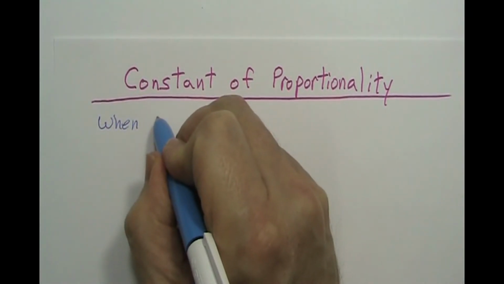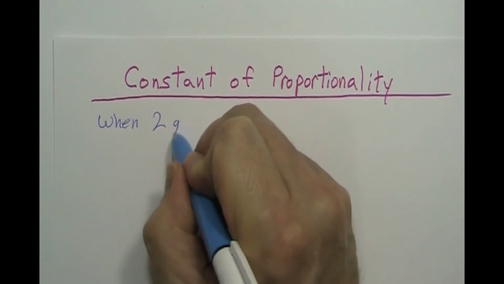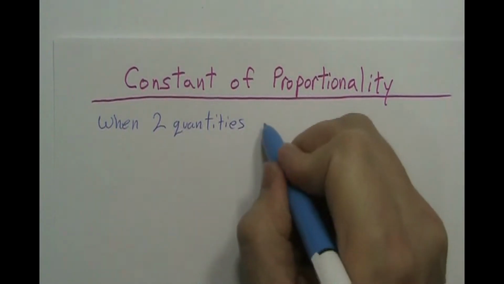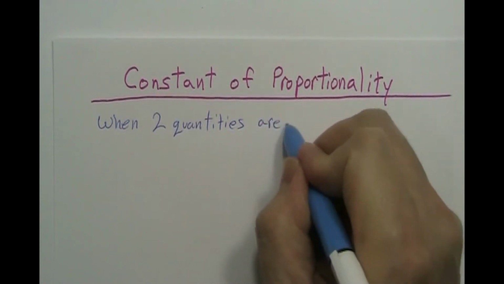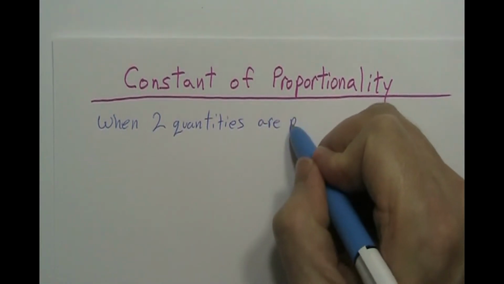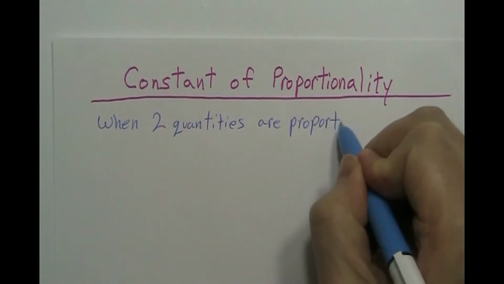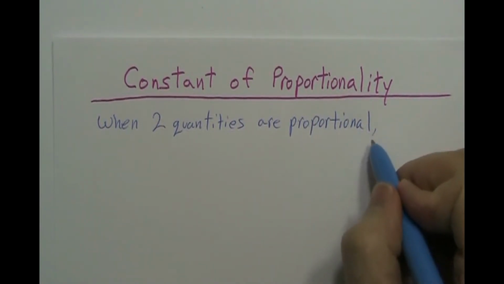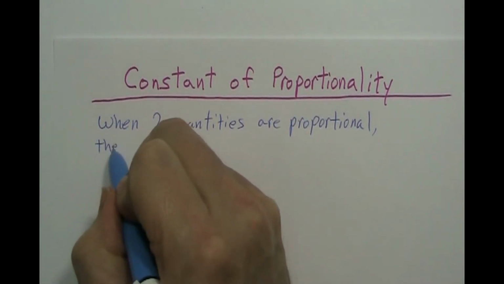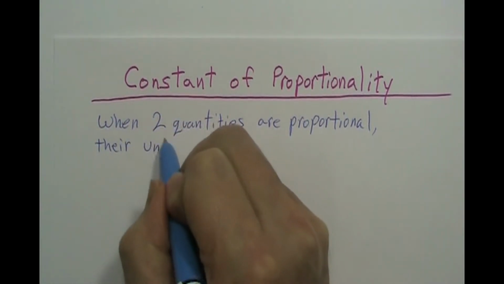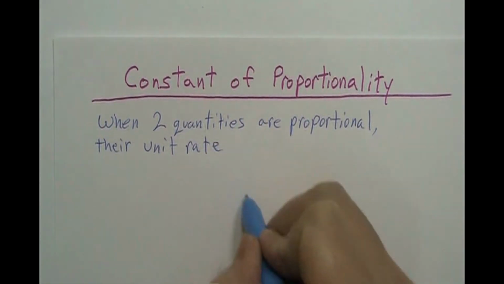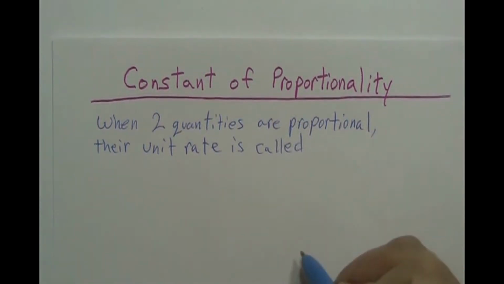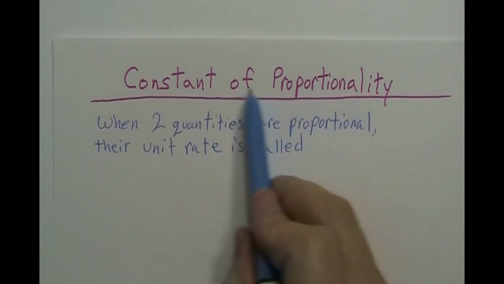When two quantities, or you could think of units, are proportional, their unit rate is called, right up here, that's what it's called.